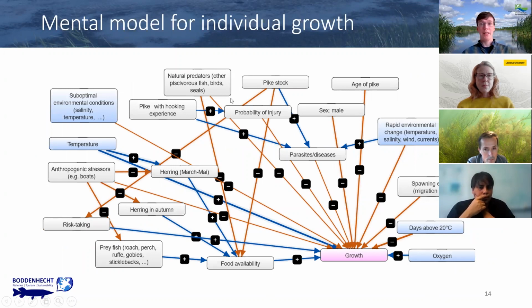Just to give you some examples, here we have food availability, which of course has a positive effect on growth. And if you have a high pike stock, this may negatively affect food availability, and by that you have a density dependence on growth. So this is represented in this mental model.